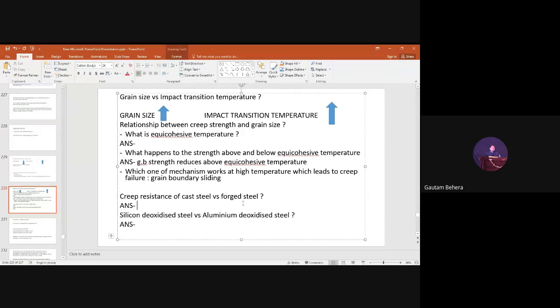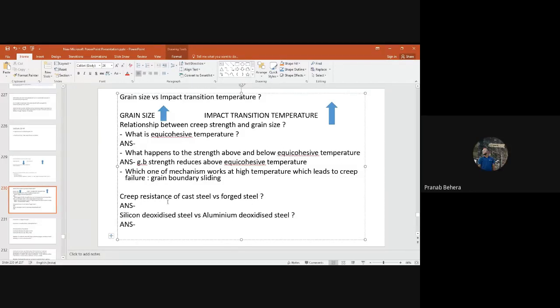Okay. So now the question is creep resistance of cast steel versus forged steel. So can you people tell me now? You have a cast steel. Cast steel means just after casting, just after solidification. Then forged steel means you are doing forging. Suppose you are doing hot forging after doing casting. So can you people tell me quickly? Let me see who can answer this one.